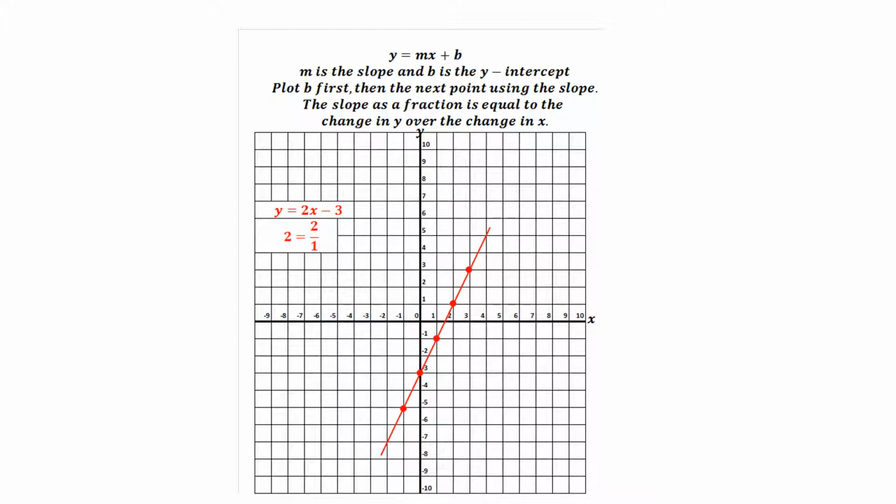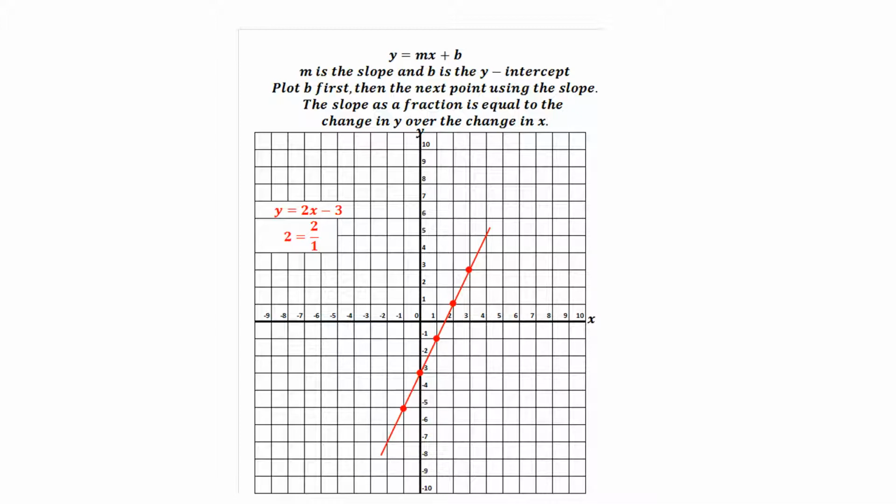Now the slope is 2 over 1. Relative to the dot at negative 3, we change y by 2 steps and x 1 step. So if I go up 2 steps and over 1 step, we see another red dot. But I could start with that dot and go up 2 steps and over 1, and I'd be back on the line. Do it again, and we see the top red dot.